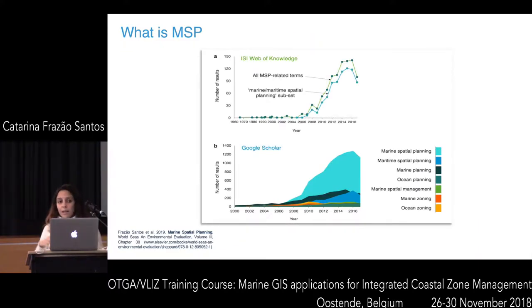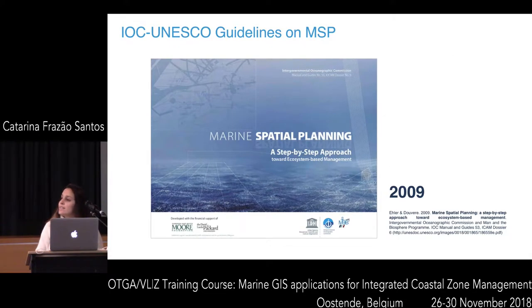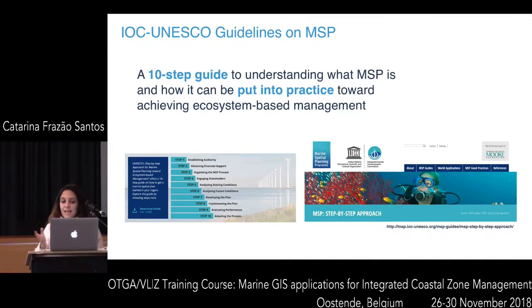And so, as MSP processes started being developed around the world, information on MSP also started being published and becoming available. Also in the beginning of 2018, this is what the evolution of MSP literature looked like. And at this point, in 2009, the UNESCO published the step-by-step guide to marine spatial planning. This is a 10-step guide to understanding what marine spatial planning is and how it can be put into practice with the goal of achieving ecosystem-based management.